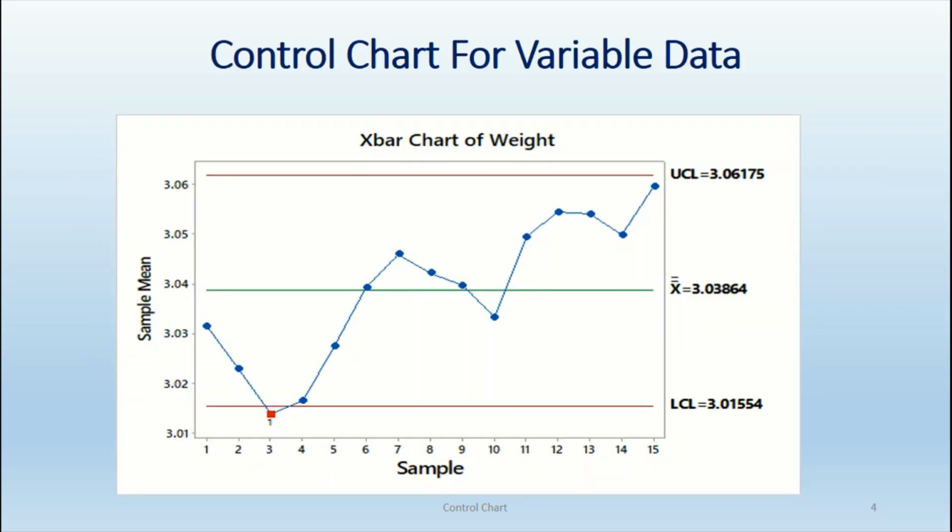This is the control chart, which you can see: the center line is the process mean, the upper line is the upper control limit, and the lower line is the lower control limit. The X-axis shows the data which you have collected over a period of time, and the Y-axis shows the scale of measurement.